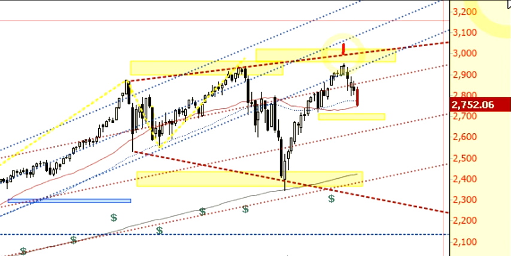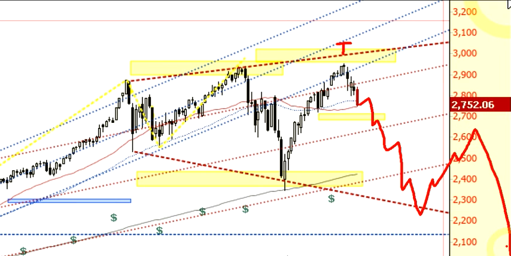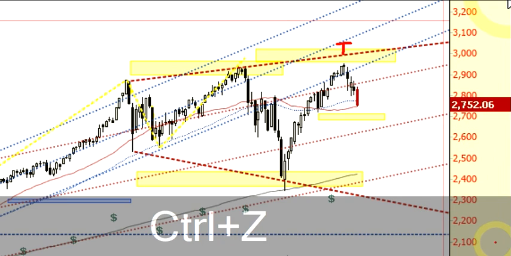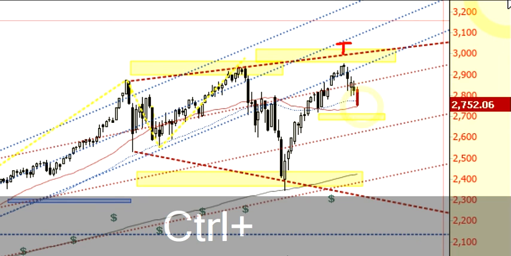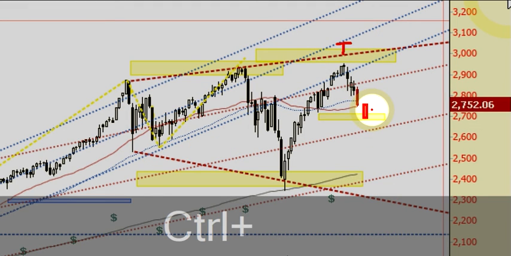One possibility, although I think it's remote, is that we've topped. So this is the top right here, and we're going to make our way down to here and then rally and then sell off even more. That's one possibility. Another possibility is we just come down here to this support area, and then begin to rally.